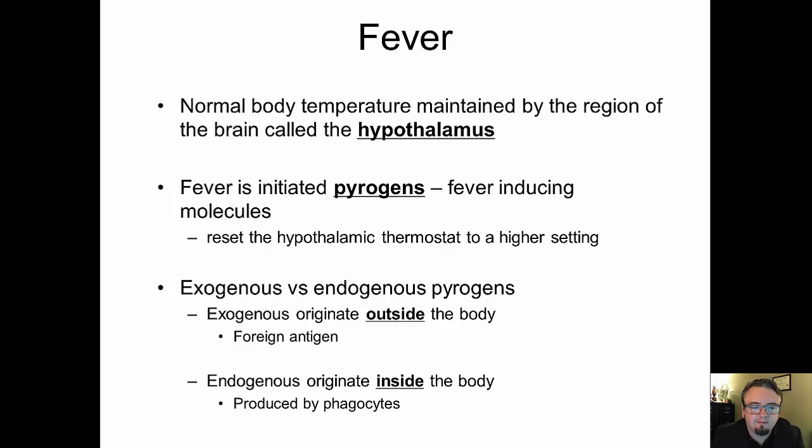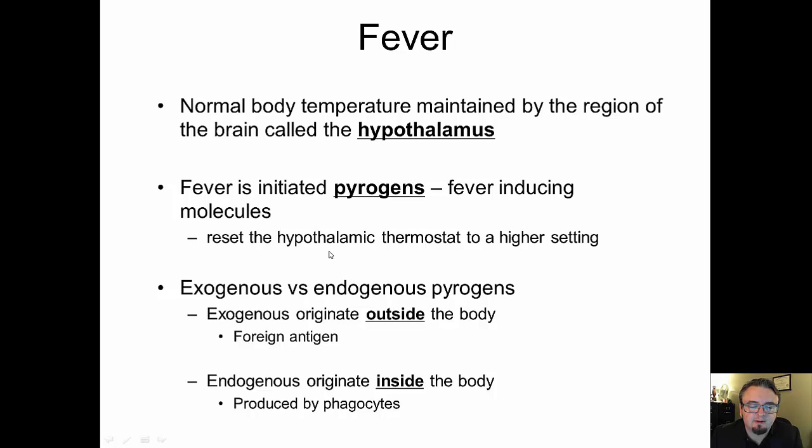So you can really almost think of the hypothalamus in this context as almost like a thermostat on the wall that controls the room temperature. And a pyrogen is basically the equivalent of someone pushing the button and increasing the temperature. And ultimately that causes the body temperature to rise.